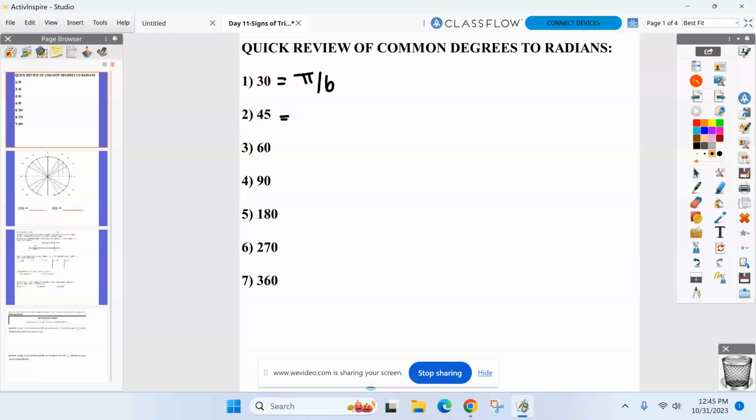or any of these, I guess. Pi over 4, 60. Pi over 3, 90. Pi over 2, 180. Just pi, 270. 3 pi over 2, and then 360. 2 pi. All right, just want to keep those fresh, so we don't have to waste time converting.